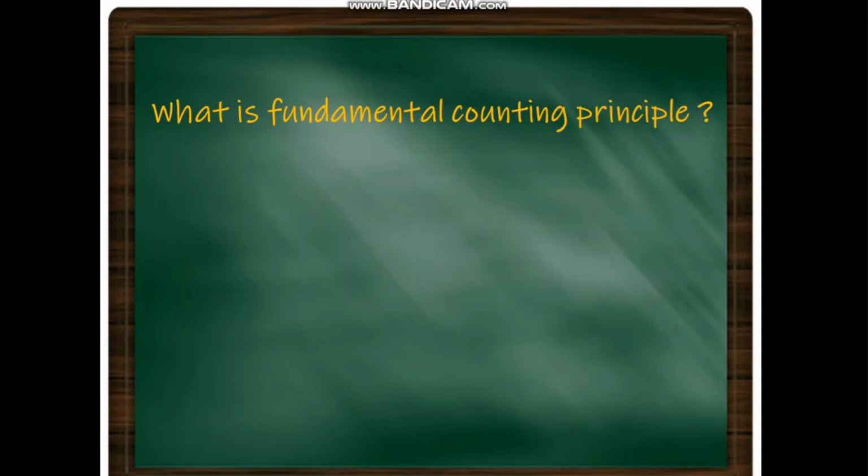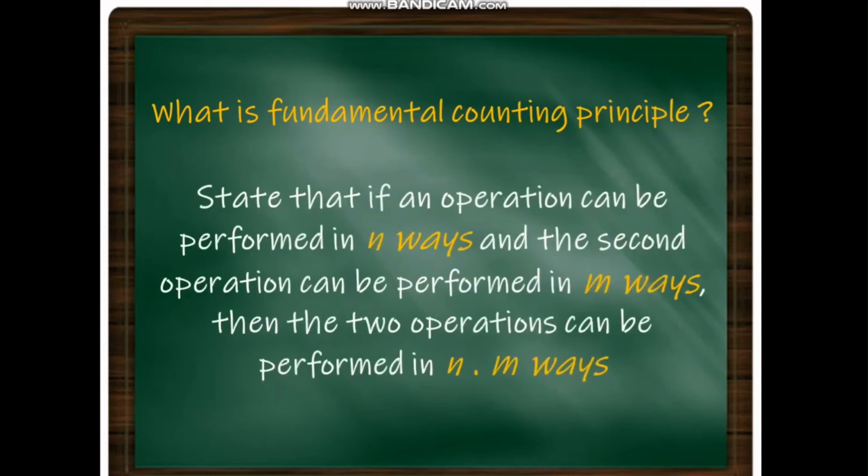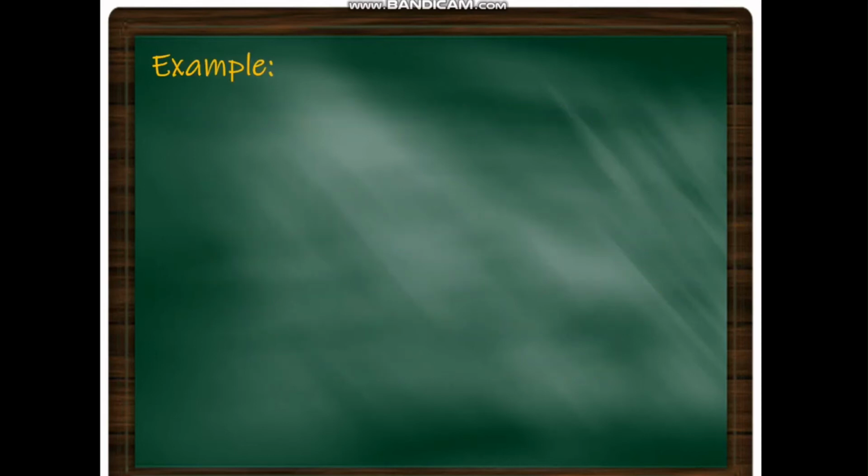Ano nga ba itong fundamental counting principle? It states that if an operation can be performed in n ways and the second operation can be performed in m ways, then the two operations can be performed in n times m ways. Ibig sabihin nun, bawat possible outcomes ng isang event, wala pa tayong gagawin. We will just simply multiply for that. So let's have an example.